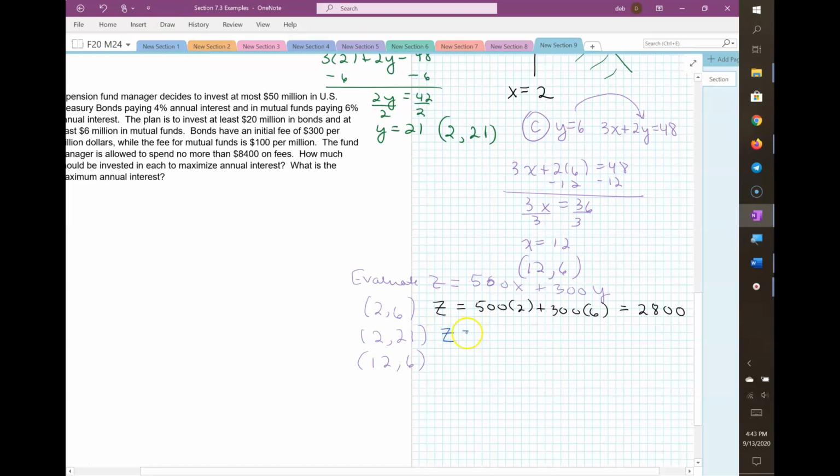And then at the second corner point, z is 500 times 2 plus 300 times 21. Clearly, that's going to be more. Let's see, 300 times 21 is 6,300 plus that 1,000 is 7,300. And then at the third corner point, I have z is 500 times 12 plus 300 times 6. And I'm getting 7,800.